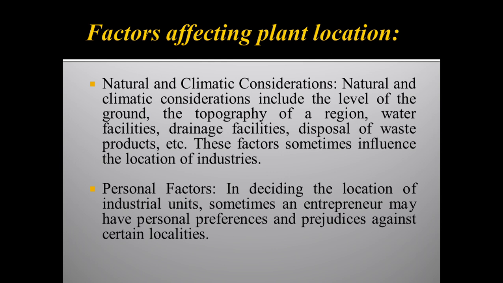Next is personal factors. In deciding the location of industrial units, sometimes an entrepreneur may have personal preferences and prejudices against certain localities. For example, Mr. Ford started to manufacture motor cars in Detroit simply because it was his hometown. In such cases, personal factor dominates other considerations. However, this kind of domination is rare.